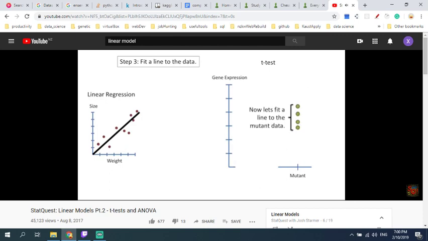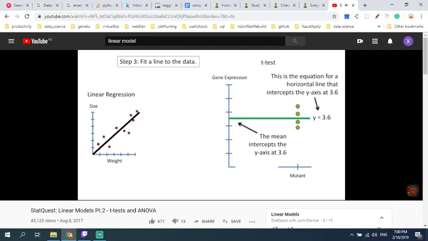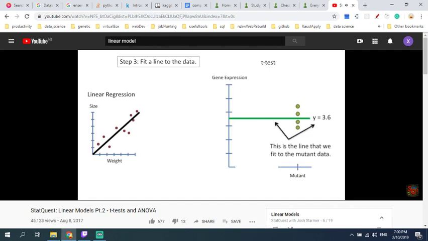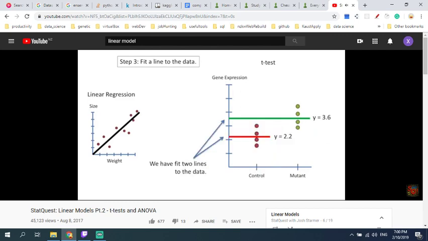Now let's fit a line to the mutant data. The least squares fit is the mean of the mutant data. The mean intercepts the y-axis at 3.6. This is the equation for a horizontal line that intercepts the y-axis at 3.6. Thus, this is the line that we fit to the mutant data. We have fit two lines to the data.